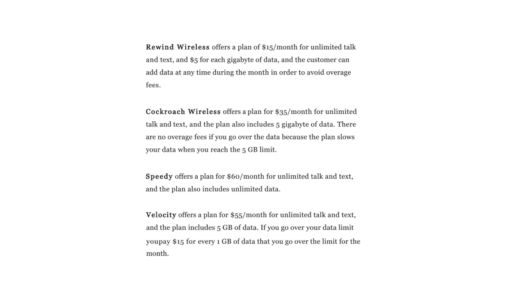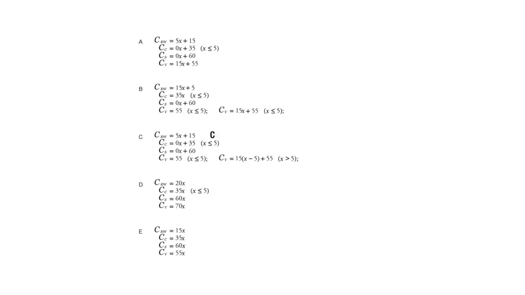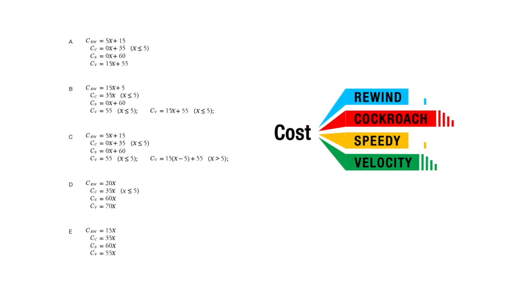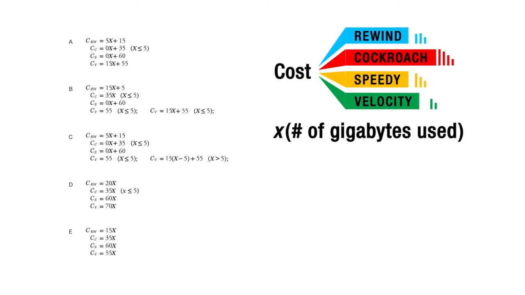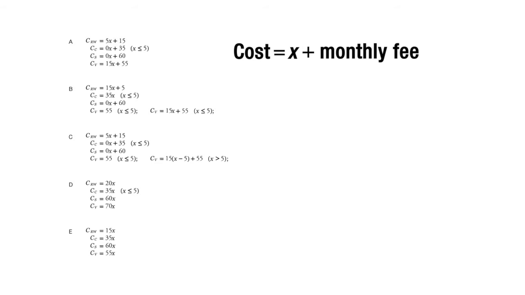So now we're looking at the same kind of setup. We're looking at these different wireless plans. And this time we're asked to come up with a formula where in each case C is the cost of the different wireless companies and X is the number of gigabytes we're using. So in this case, we're not doing it graphically. We're going to do it with a formula or a series of formulas.